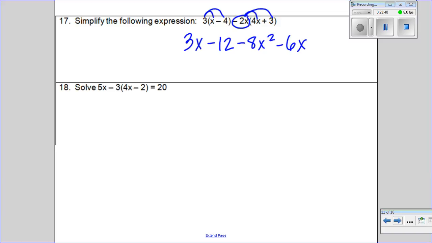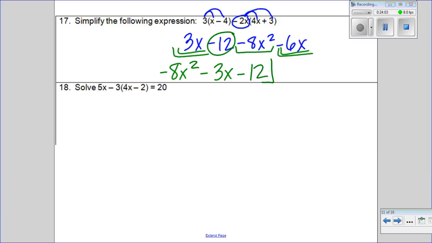Now let's see if I have any like terms. Negative 8x squared is the only x squared value. But then I have a 3x and a negative 6x. So when those combine, I'll get minus 3x. And then minus 12 is my only number without a variable.